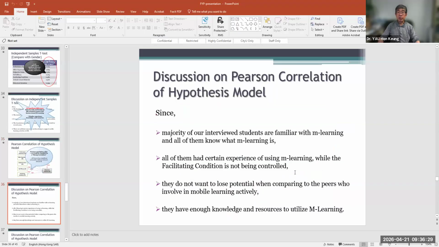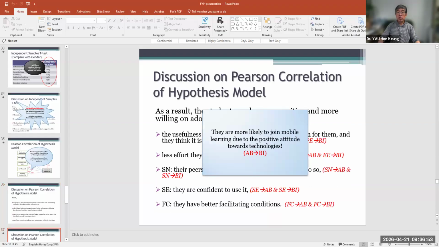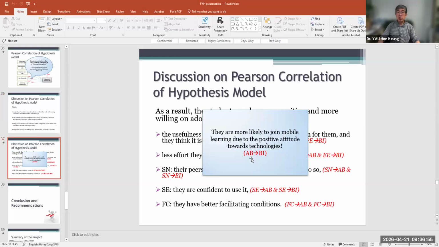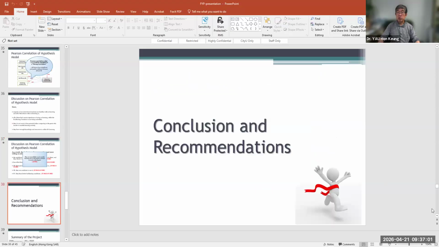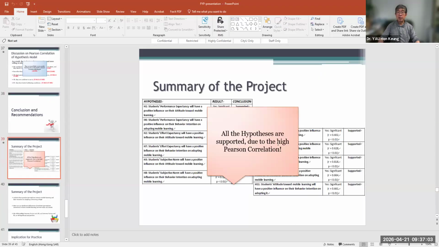So majority of our interview students are familiar with mobile learning. Okay, all of them have excellent experience of using mobile learning. They do not want to lose potential when compared to the peer who involved in mobile learning actively. They have enough knowledge and resources to utilize mobile learning. So the second one, AB, is positively related to BI, the first one. So the conclusion, all the hypotheses are supported due to high Pearson correlation value.